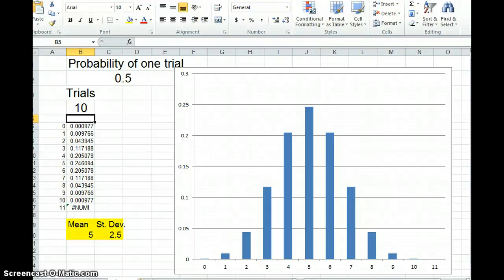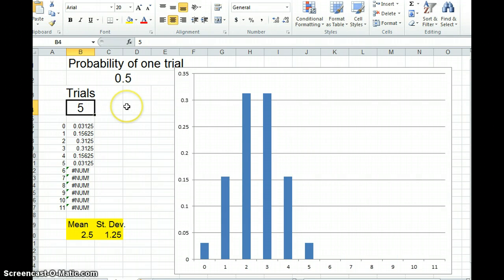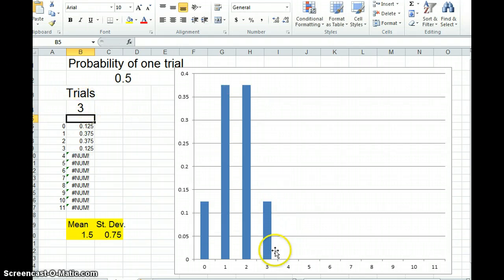Okay, so as the normal distribution had parameters, the mean and the standard deviation, the binomial distribution has parameters of number of trials and the probability of success for an individual trial. As I change these numbers, if I reduce the number of trials down, you can see if there's 3 trials, there are 4 possible outcomes: either no successes, 1 success, 2 successes, or 3 successes. And the probability of an individual success, the way I've got this set up, is 0.5 at the moment.